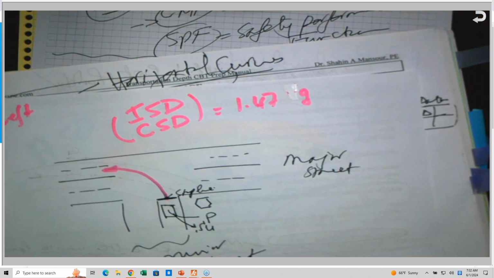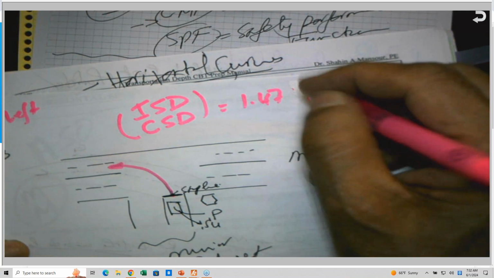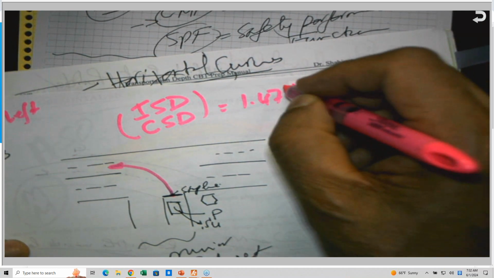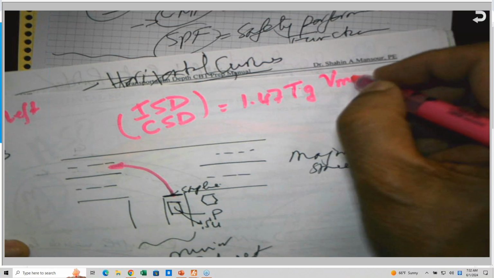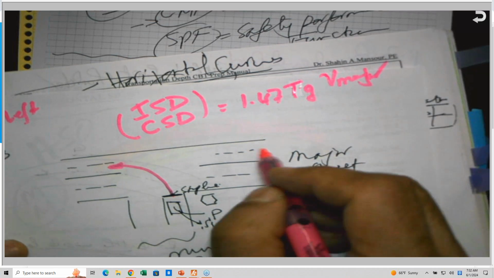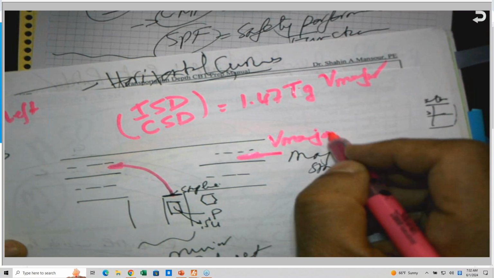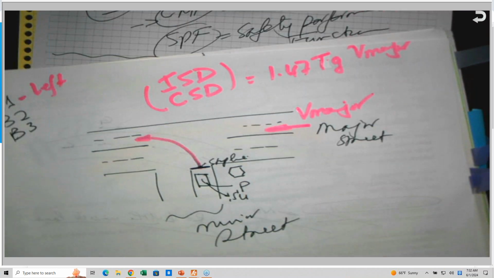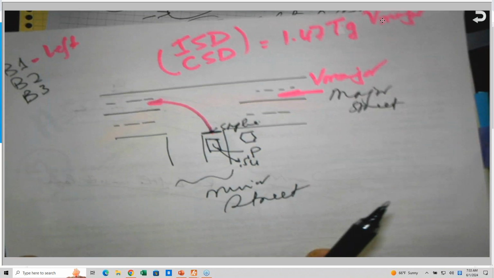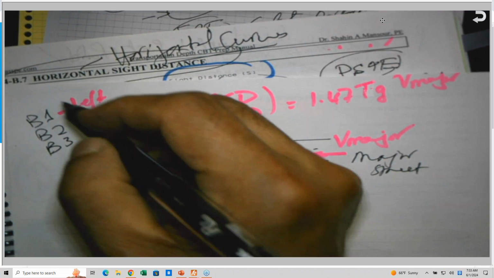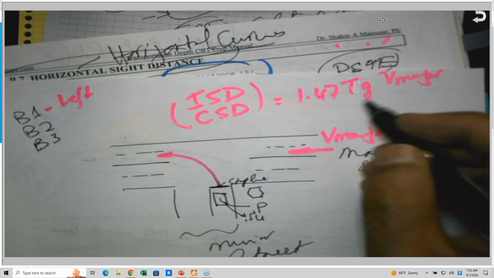Okay, forgive me. It is the TG, the time gap, TG times V major. So the V major must be given to me. Based on my understanding of the question you just posed, my friend, this is one scenario. It says turning left. So in this case, I need to get the time gap.